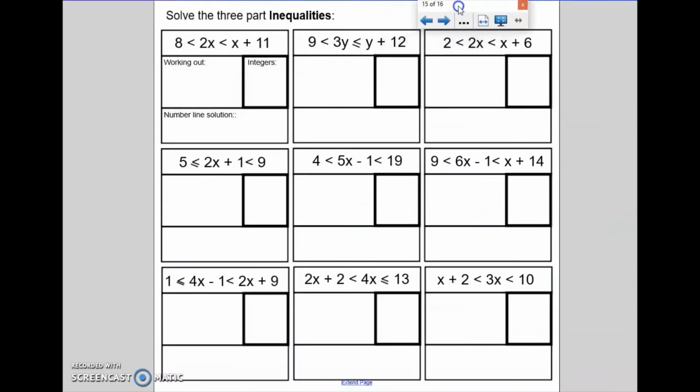Okay. Another task for you to have a go at. So on the screen, I've displayed 9 3-part inequalities. For each question, I would like you to solve the inequality by splitting it into 2 separate questions. Once you have your solution and your range of integers, I would like you to tell me all the integers that satisfy the 3-part inequality. And I would also like you to present your answer on a number line. So for each question, I want to see full working out, a list of integers that satisfy the inequality, and also a number line solution. Okay, could you pause the video at this point and have a go at the 9 questions on the screen?